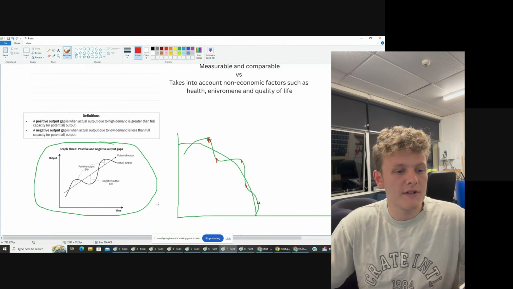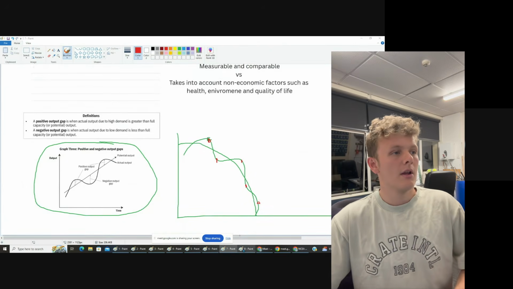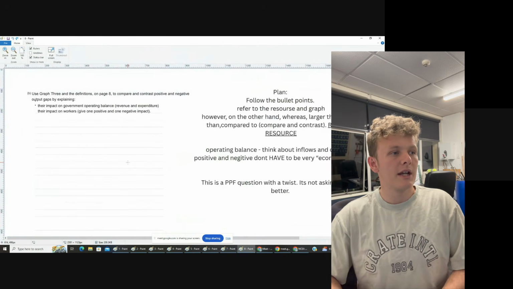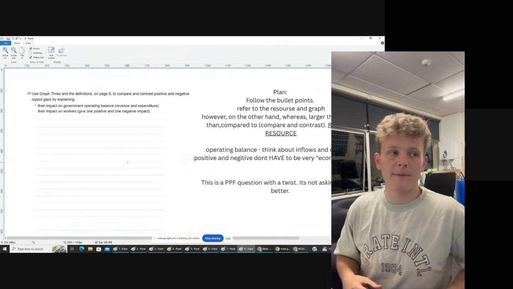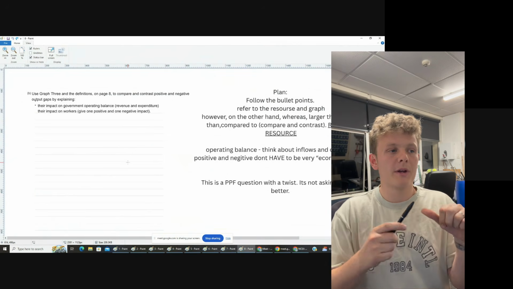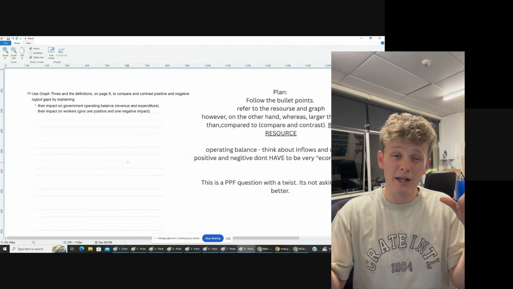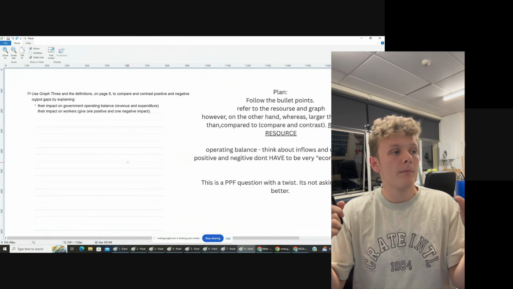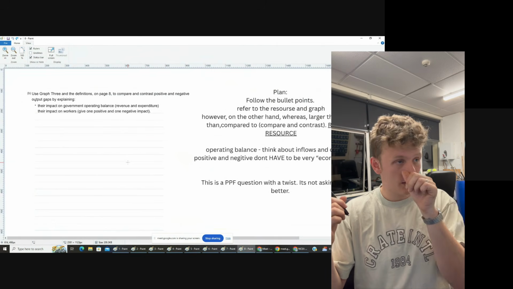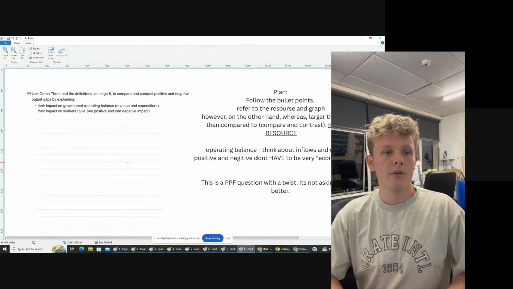The question stated, the last question: using graph 3 and definitions on page 8, compare and contrast positive and negative output gaps by explaining their impact on operating balance, revenue and expenditure. We have to call back to our circular flow model a little bit there. And the impact on workers, giving one positive and one negative.